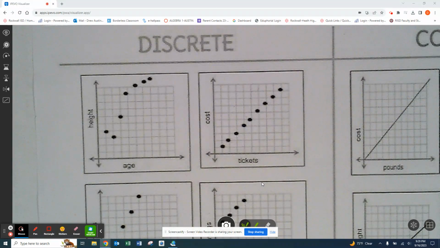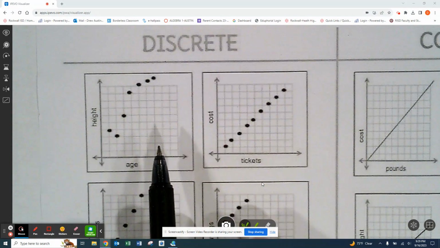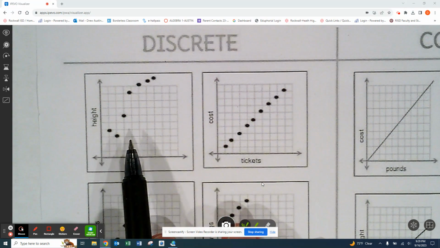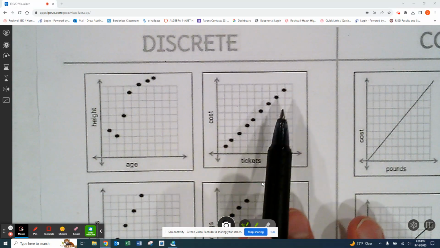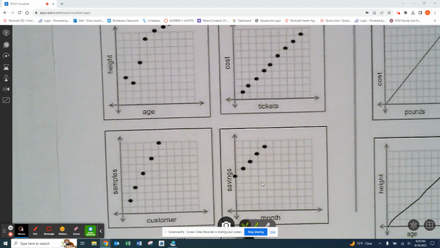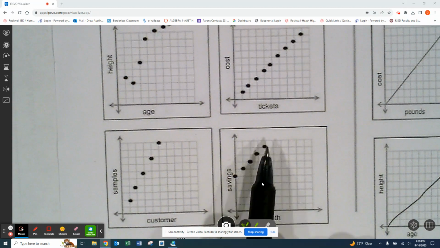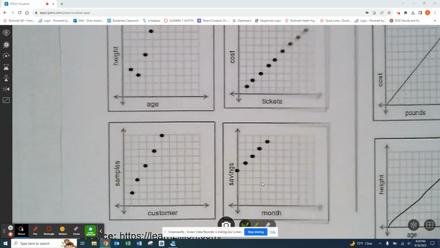All right, today we're going to be looking at the notes for discrete functions. Remember, discrete functions are where functions are not connected. So we normally distinguish them with dots, such as cost of tickets, month and a savings account amount, or the number of customers and the number of samples.